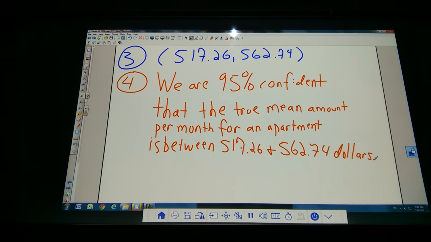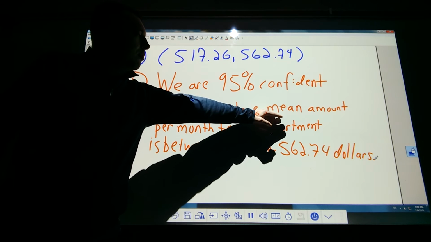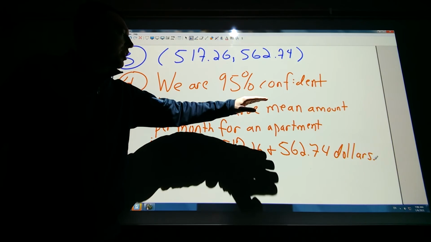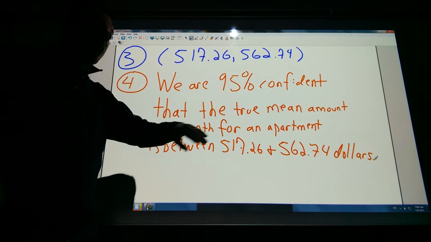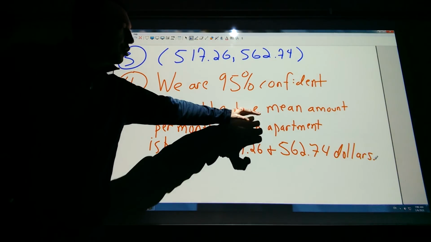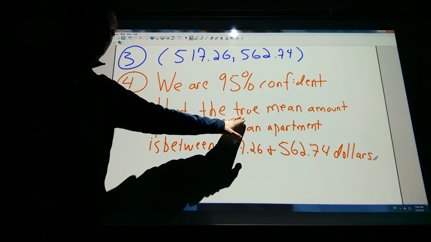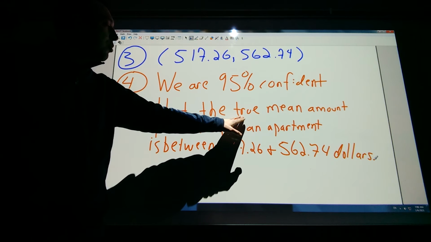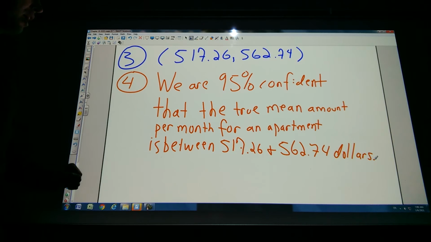Some key points in the sentence are we're talking about the mean, and we're trying to figure out the actual population mean of all the city's apartments. So the true mean. You may write the word population mean if you want. I write the word true because it's shorter. But you can write the population mean. And then I put it in context. What is it of?